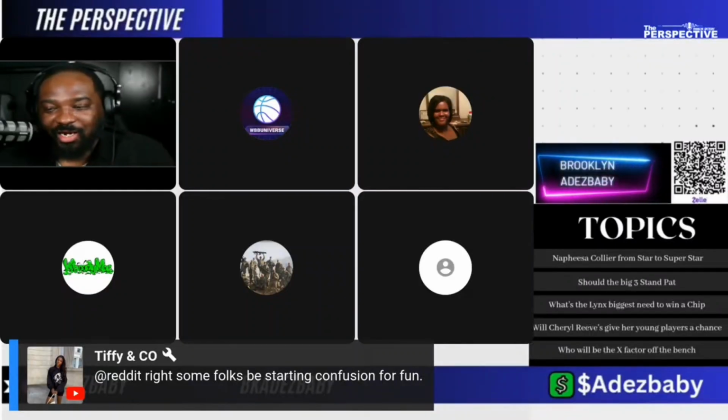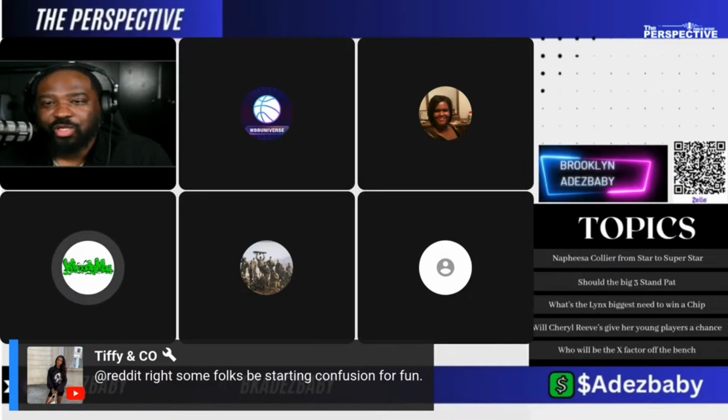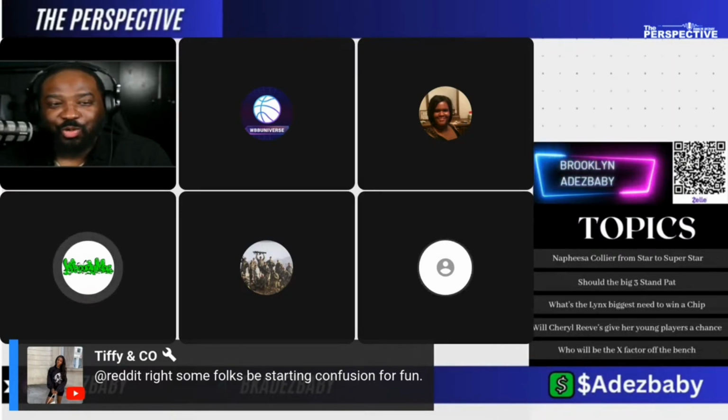Facts. Hey, Wody, I got a question for you. Where is the mid post? The exact footage, but basically in that in-between, right, Wody, outside the restricted circle, inside the free throw line. So basically like a jump hook or a turnaround.